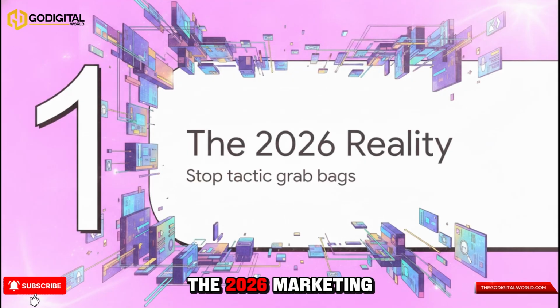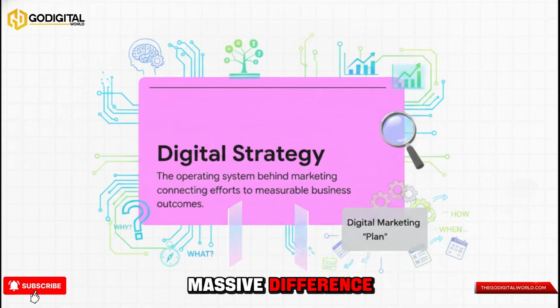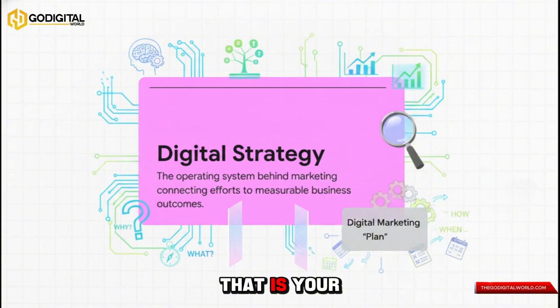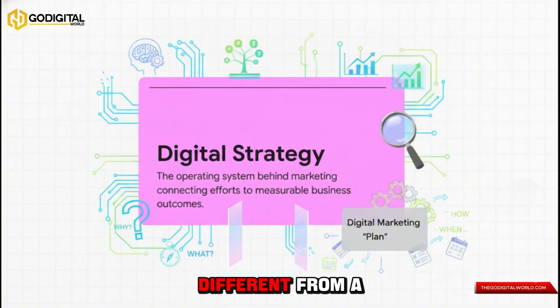Section 1. The 2026 marketing reality. Stop the grab bag of tactics. So it turns out there is a massive difference between a strategy and a plan. Your digital marketing strategy, that is your entire operating system. It's the absolute core framework that connects all of your efforts, your positioning, and your data right back to business outcomes. It answers the fundamental why and what. Now, that's very different from a digital marketing plan, which is simply the how and when, basically just your day-to-day execution. You literally cannot have a working plan without that operating system running in the background.